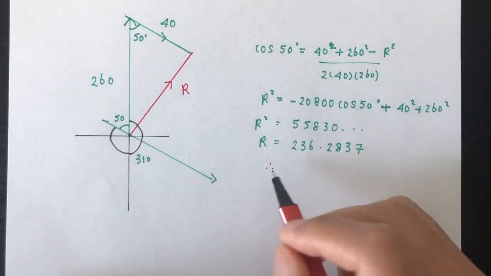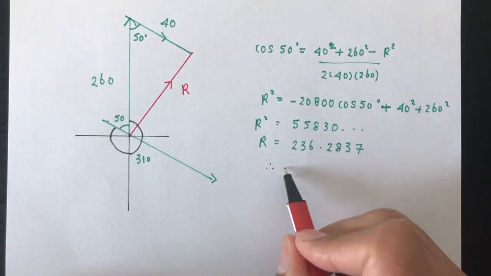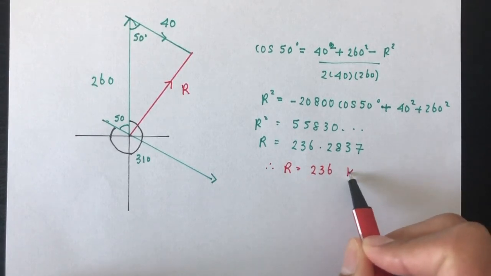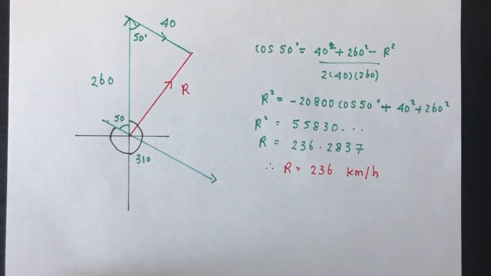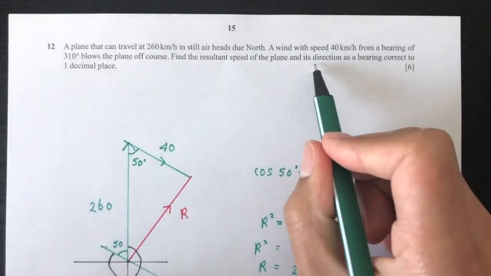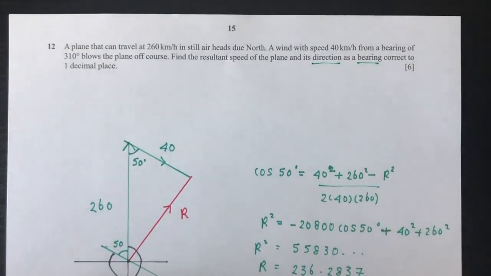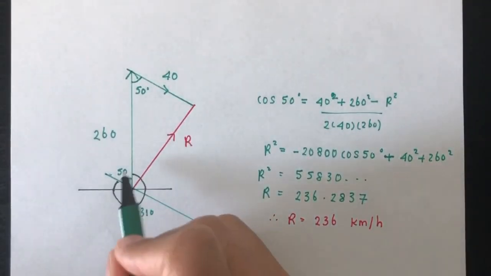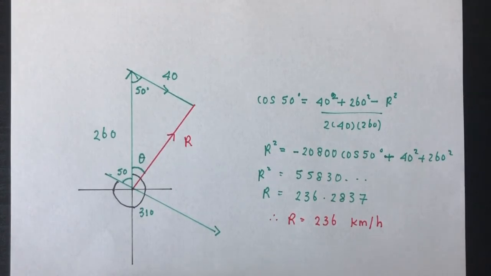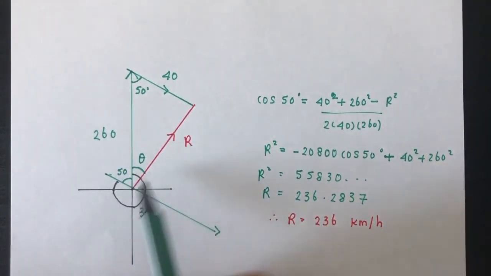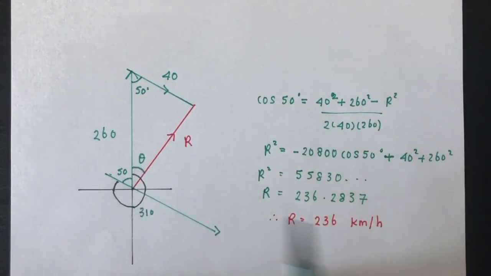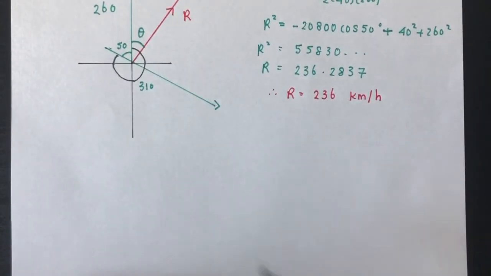So the resulting speed is 236 km per hour. Okay. Now the next question is to find the direction as a bearing correct to 1 decimal place. Bearing is found from the north line, so we have to find this angle theta. Now you look at this triangle, we know this side, we know this angle, we have to find this angle, so we have to use your sine rule.